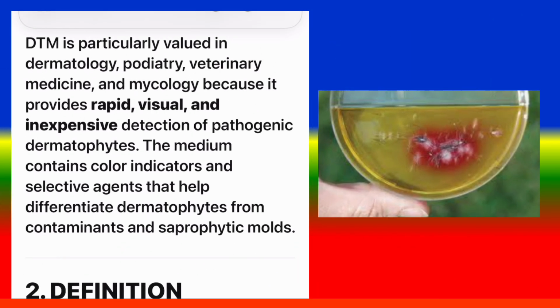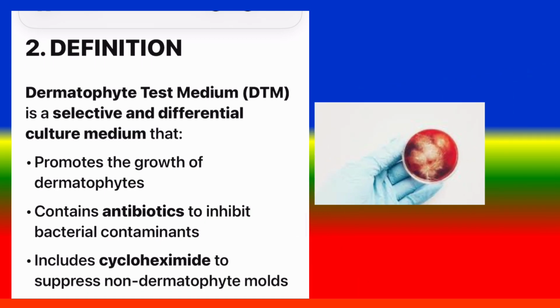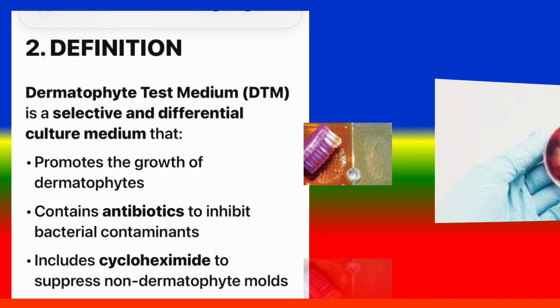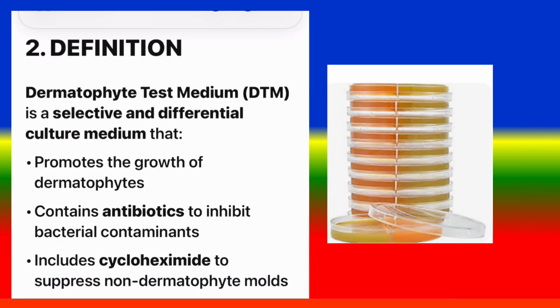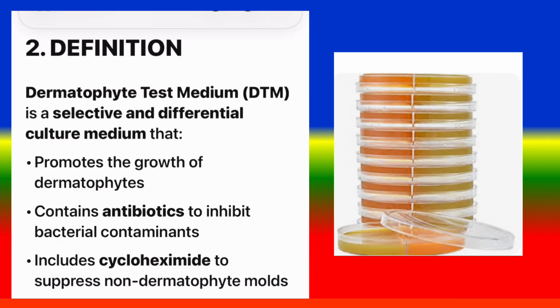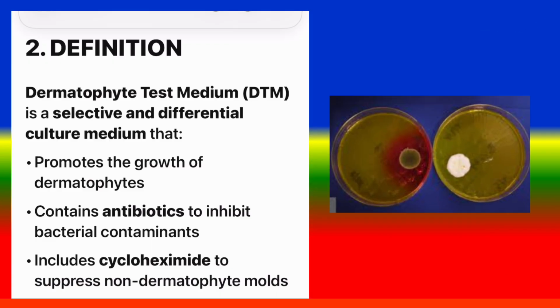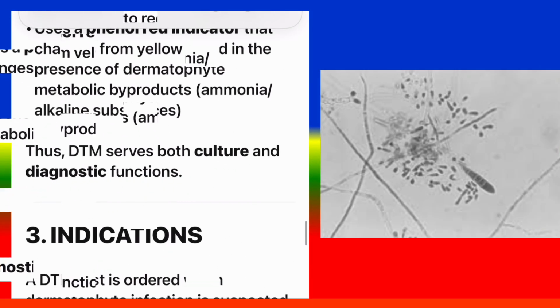Definition: Dermatophyte test medium, DTM, is a selective and differential culture medium that promotes the growth of dermatophytes, contains antibiotics to inhibit bacterial contaminants, includes cycloheximide to suppress non-dermatophyte molds, and uses a phenol red indicator that changes from yellow to red in the presence of dermatophyte metabolic byproducts, ammonia and alkaline substances. Thus, DTM serves both culture and diagnostic functions.